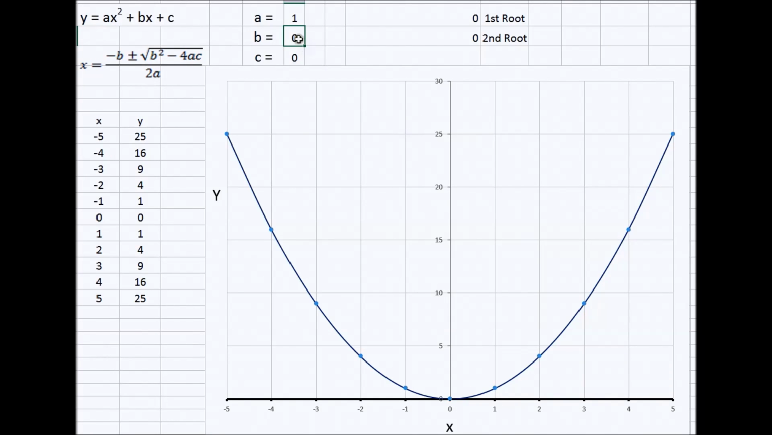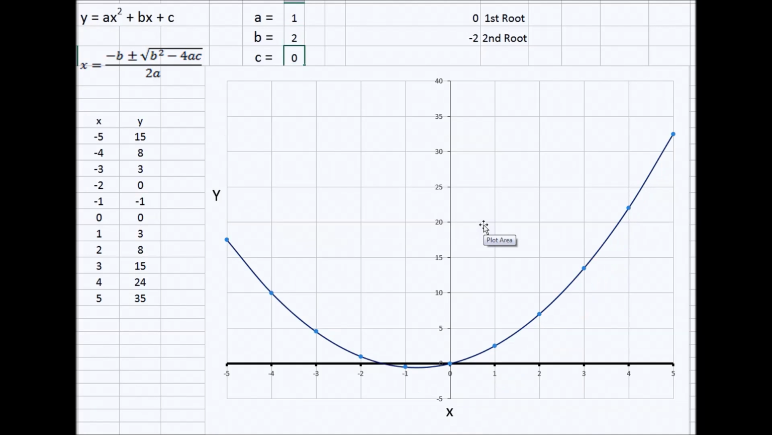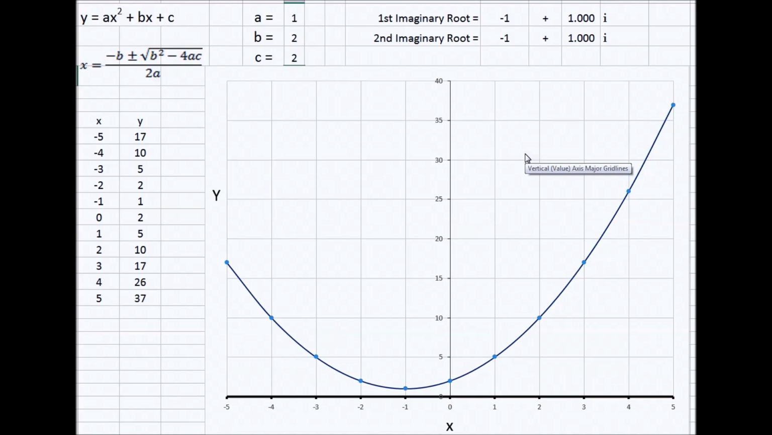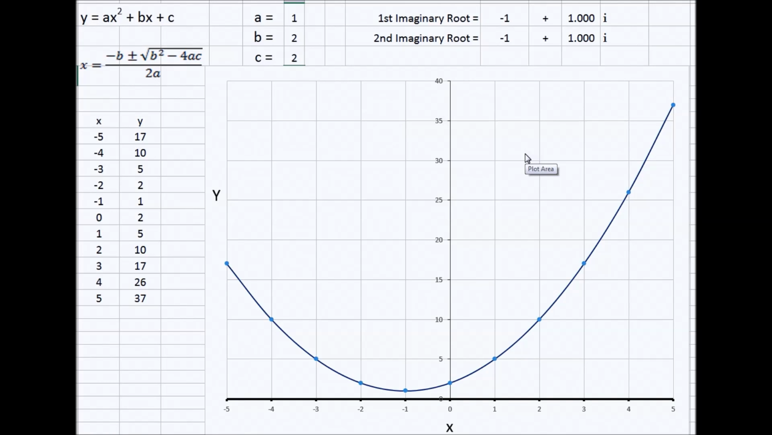And if we put a linear term in there, let's put a 2 for b. You can see that it's no longer symmetric with regard to the y-axis because we've added to the original function a straight line function, and the 2 jacks up this side of the equation and reduces this side. And finally, let's let c equal 2, and now it goes through the y-axis at 2.